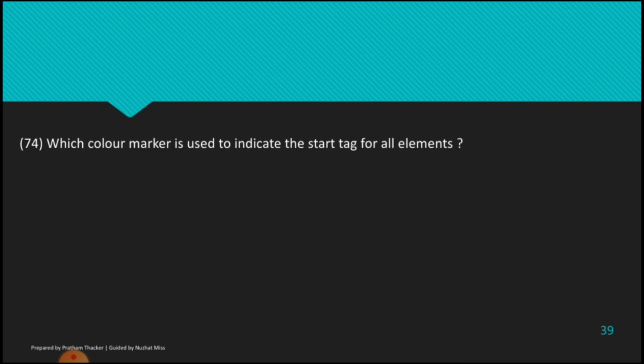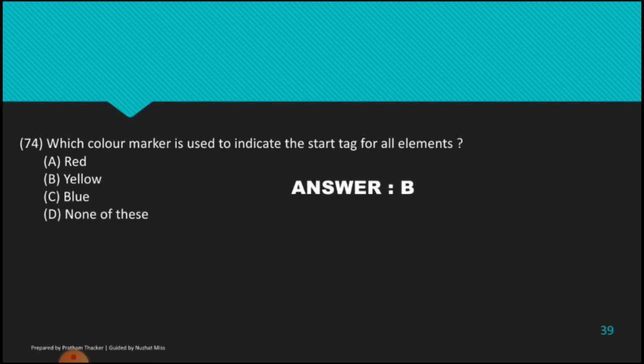Question number 74. Which color marker is used to indicate the start tag for all elements? Is it option A, red? Is it option B, yellow? Is it option C, blue? Or option D, none of this? Answer is option B, yellow.